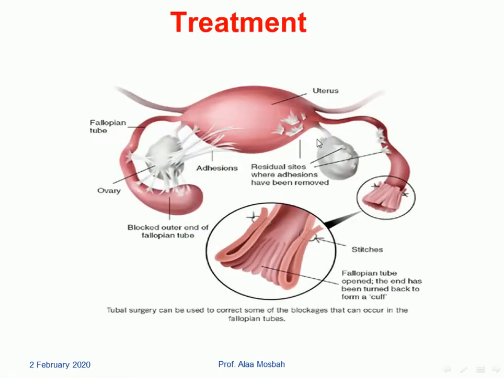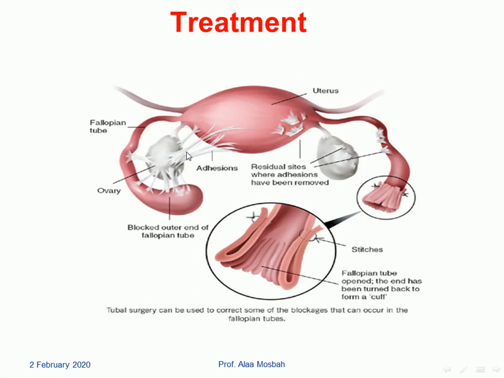Lastly, in this picture, I want to let you see the hydrosalpinx here. This is a fimbrial phimosis. We can reconstruct the fimbria doing fimbrioplasty, as in this picture, to make it open again and to avoid it becoming sticky or adherent again or becoming phimotic again. This is one of the lines for treatment of hydrosalpinx.